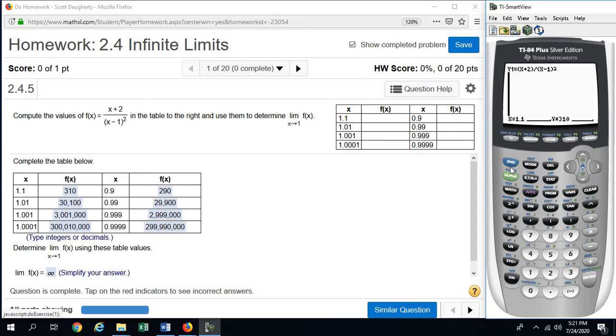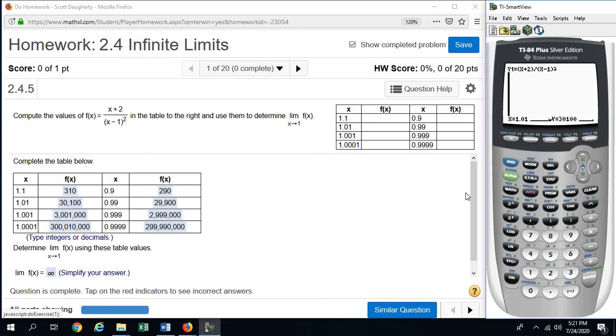Okay, and then you can just continue to do this. Go back to calc, and then select value, and then just enter in the next value. The input value for this one is 1.01. And then press enter, and you get 30,100 out. And so you can do that for all 8 of these different values and enter them into the table. Again, just make sure your window contains the x values that you're putting in and also the y values that are coming out.